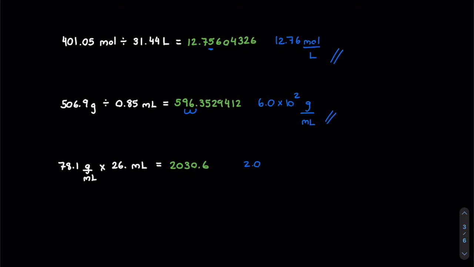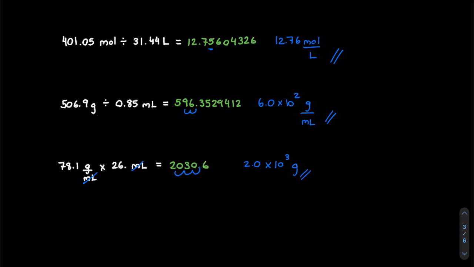So 2.0, and we move a total of 1, 2, 3 times. So the answer here is going to be 2.0 times 10 to the 3, and now we have a situation where we can actually cancel out our units. We have milliliters divided by milliliters, and that's going to cancel out right there. So we're just left with grams. So our total answer is going to be 2.0 times 10 to the third grams.